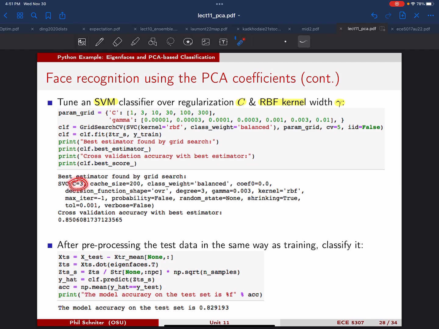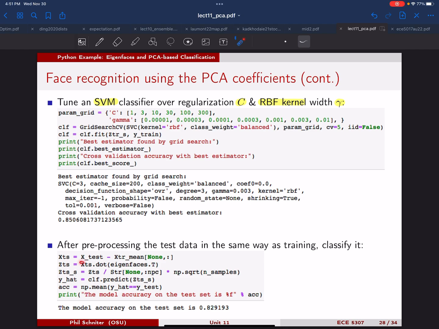Oh, here it is. We want to see what parameters were chosen. And also, this tells us the best cross-validation accuracy, which turns out to be 85% accurate in recognizing these faces. Now, you might say, I really care also about how it works on the test data fold. This is all just cross-validation on the training. So we can go through and do the usual things.